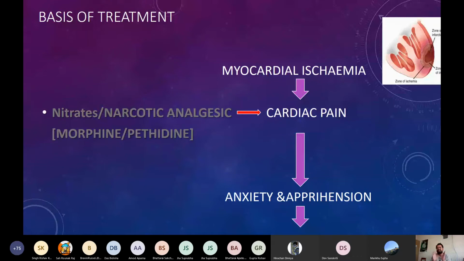So initially I'm giving you the summary of how to treat this, but later I'm going to elaborate on that. I'll start with the basis of treatment, in chronological order. If there is myocardial ischemia, the first thing apprehended is cardiac pain, chest pain. The patient will feel chest pain immediately, and accordingly I'm going to give you the things we can use.